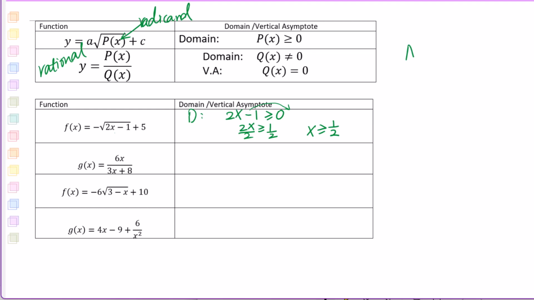Remember: mommy, daddy, nanny. When you multiply or divide by a negative number, we switch the symbol.